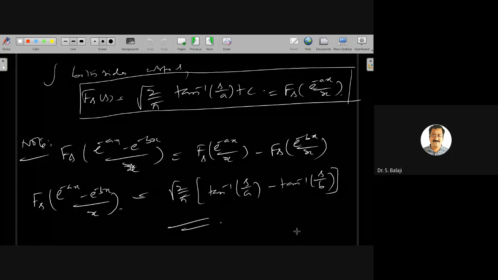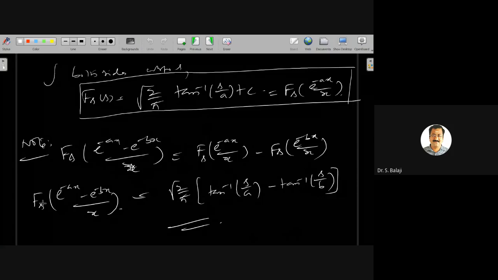Suppose they are asking for the Fourier sine or cosine transform of a linear combination of functions, e power minus ax by x minus e power minus bx by x. Then you can use the linearity property. Sine and cosine transforms are both linear, so split it into e power minus ax by x minus e power minus bx by x.